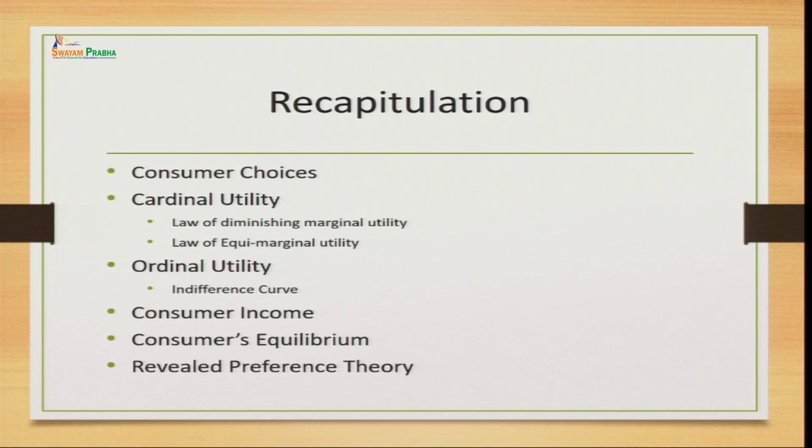Thereafter, we talked about the ordinal utility concept, which was given by Hicks, and in this we saw the indifference curve. This indifference curve is also called the iso-utility curve. This curve helps us understand how people can have different combinations of commodities so that their utility remains the same. And in this we also discussed the different properties of indifference curves.